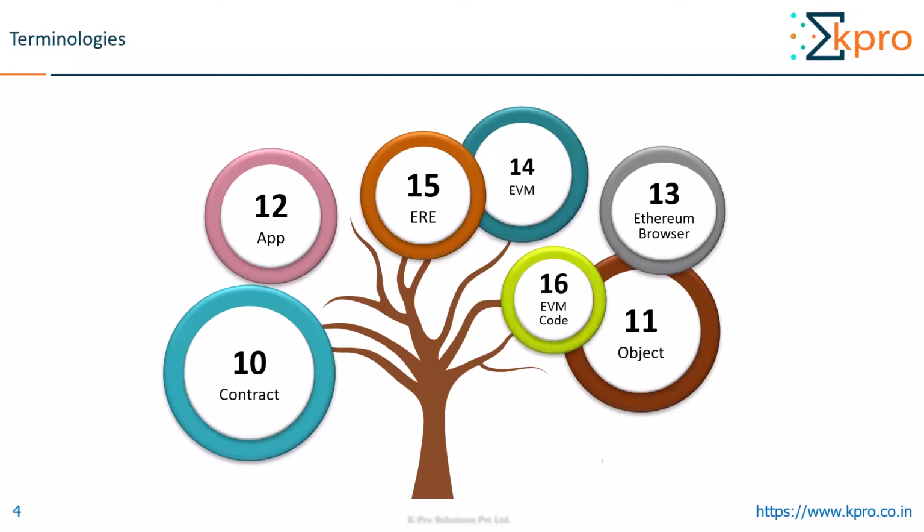Next one is EVM code. It is the bytecode that the EVM can natively execute, used to formally specify the meaning and ramifications of a message to an account. Next, and the final one, is the EVM assembly. It is the human readable form of EVM code. So these were a few terminologies that we needed to know before proceeding further regarding the Ethereum blockchain.